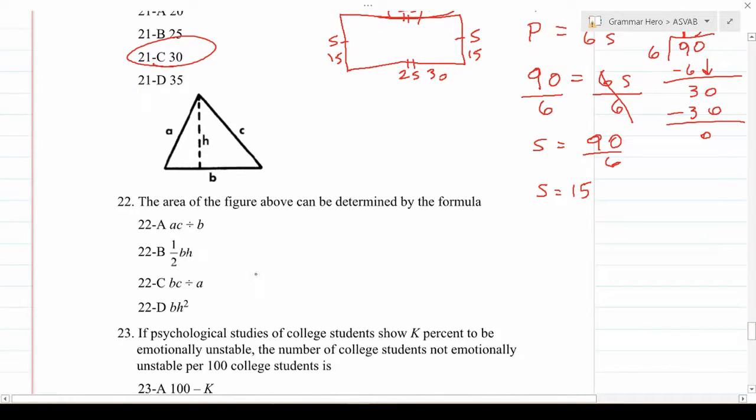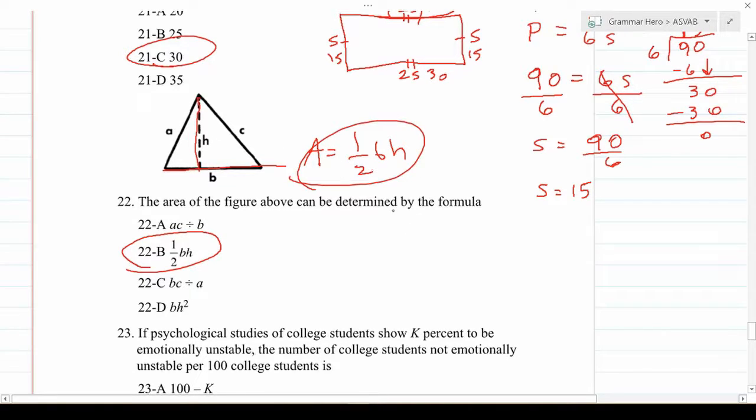22, the area of the figure above can be determined by the formula. Well, this is a triangle. The area of all triangles is 1/2 base times height. So in this case, it's going to be 1/2 base times height. And again, you can see this is our base. We have our height here. So the formula works.